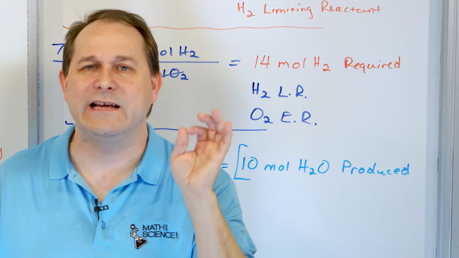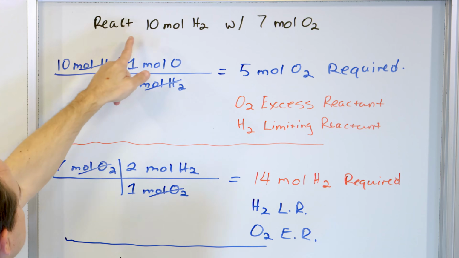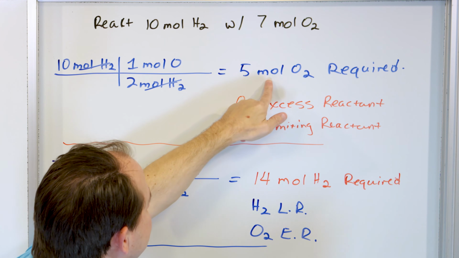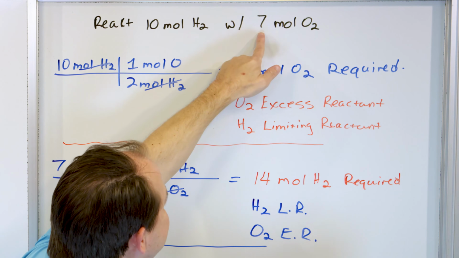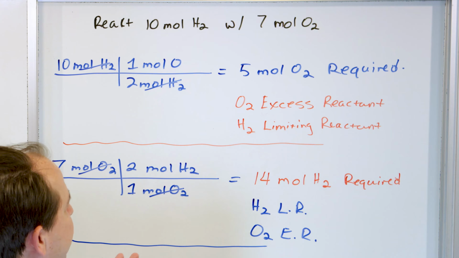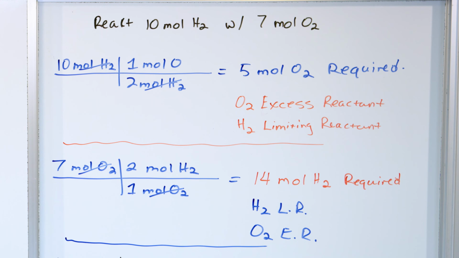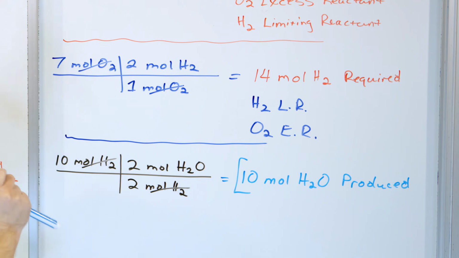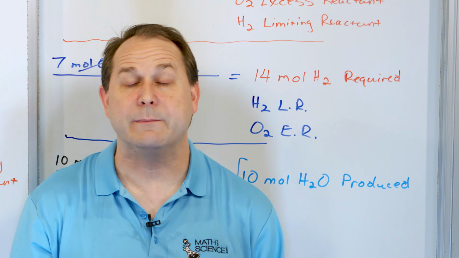You have to calculate. Stop looking and calculate. So we say, well, if 10 moles of H2 is there, I'm going to need 5 moles of O2 to react with it. But I have 7, and that means that O2 has to be the excess reactant. H2 is going to run out first. We did the same exact thing here, and we again figured out H2 is going to run out first. So with the 10 moles that we have, it's going to produce 10 moles of water, and that's how much water is actually going to be produced.